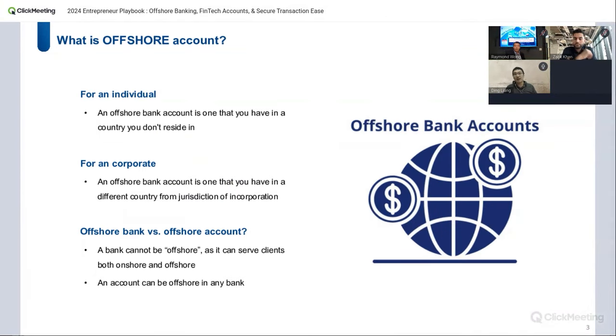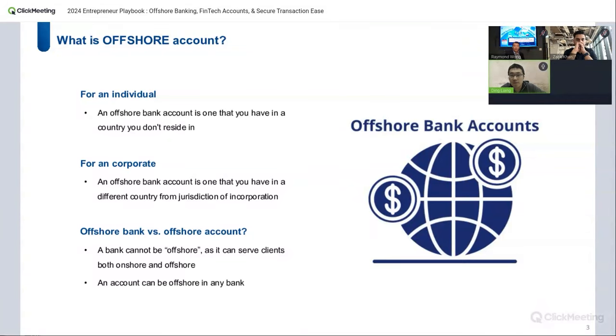The first section is the basics about offshore accounts. People mention offshore banking accounts a lot. Basically people say this bank is an offshore bank, like CBI Bank is an offshore bank, HSBC is a local bank, and so on. This is actually, I wouldn't say it's wrong, but it's somewhat not a precise description.